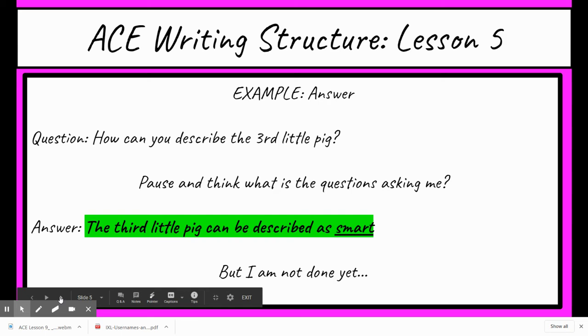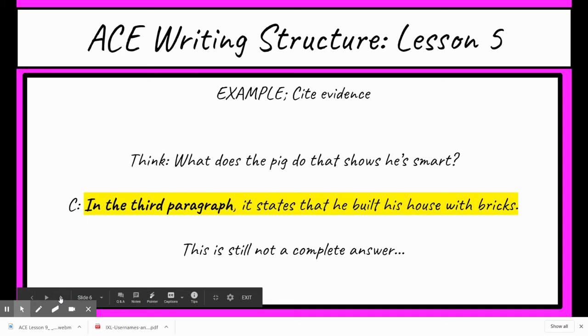But I'm not done yet. Remember, it's no longer acceptable to just give that one sentence answer. I need to think about some evidence. So I ask myself, okay, I know that he's smart. So what does he do in the story that shows me that he's smart? So I use the sentence starter for my citation of evidence from the lift the line strategy, and I write, in the third paragraph, it states that he built his house with bricks. Now, this is still not a complete answer.